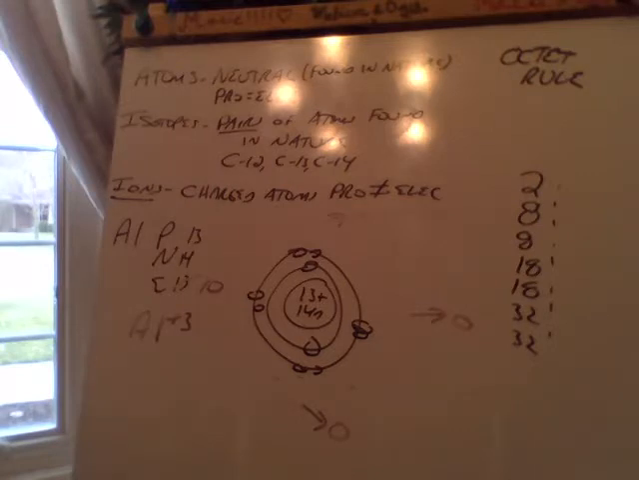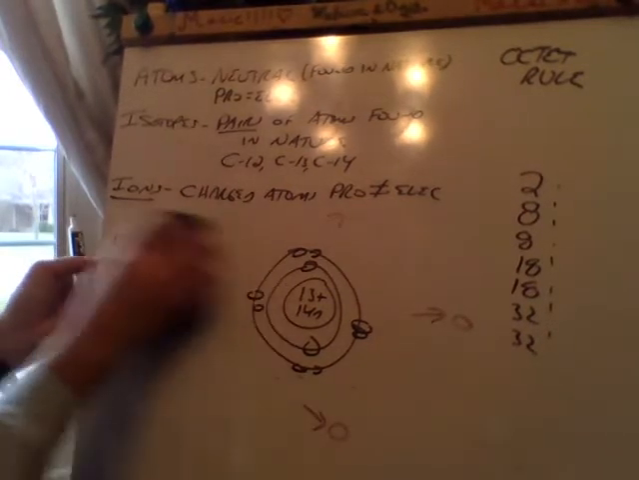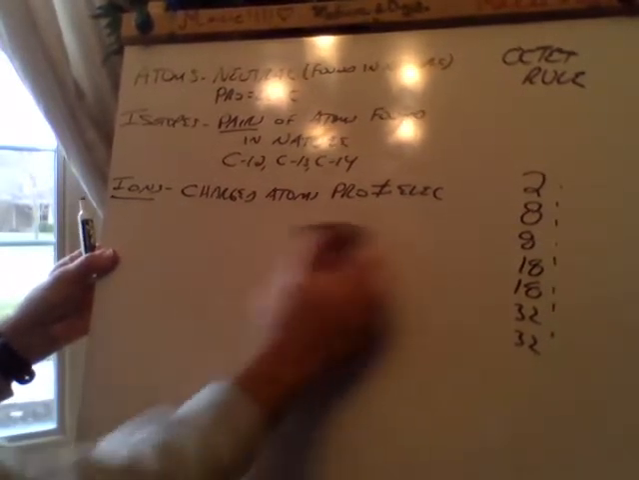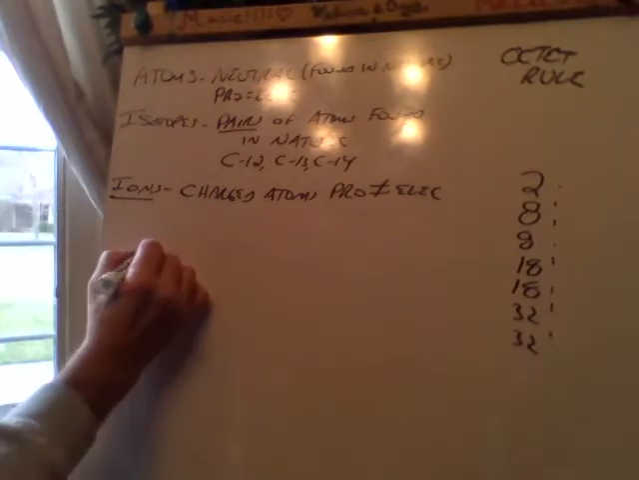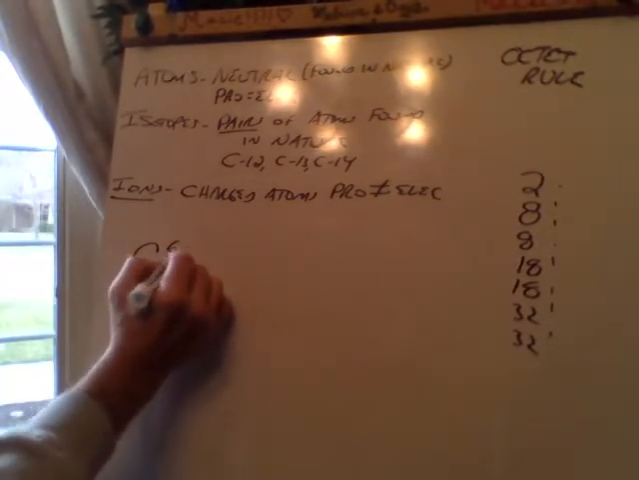Now, what about one where it's harder to do? It's not really hard to do. Well, let's look at carbon. Carbon is 6, 6, 6 for its penny.